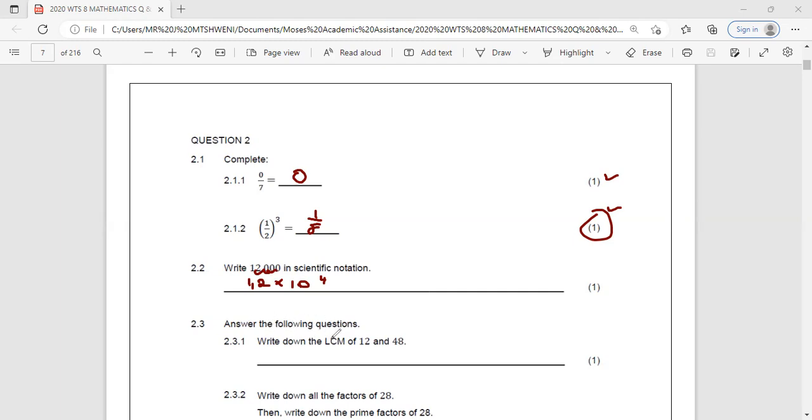Answer the following question. Write down the LCM, lowest common multiple, of 12 and 48. How can you find the lowest common multiple? It's 1 mark. What is the lowest common multiple of 12 and 48? You simply list the multiples of 12. I promote that the learners list the first 5. The first 5: it's 12, what? 24.